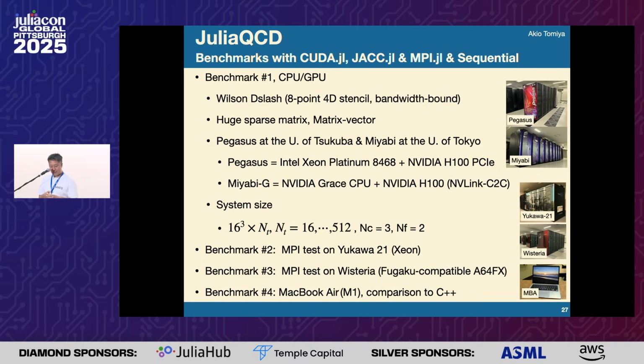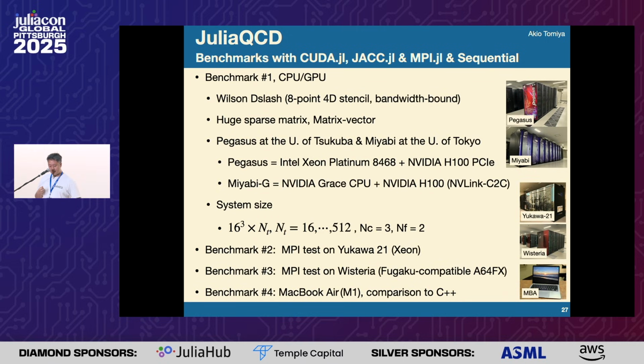We performed this calculation on Pegasus and Miyabi. Pegasus is the Intel Xeon machine with NVIDIA H100. And Miyabi is also an NVIDIA machine, but the CPU is Grace. And we changed the temporal direction size.